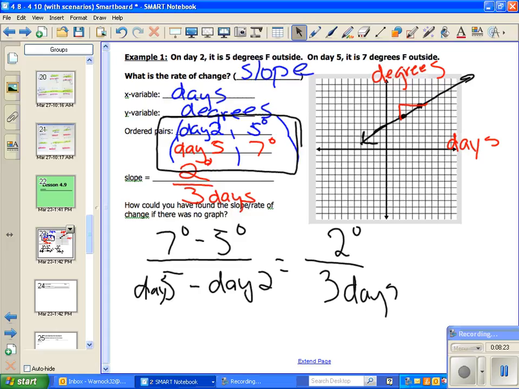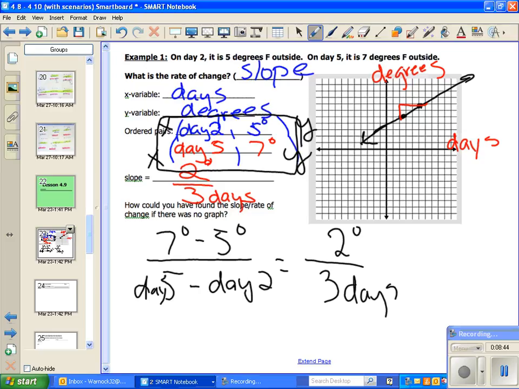What's this ordered pair here? What are the letters for those? What letters are 2 and 5? Zoe? Good, yeah, they are X and Y. Okay, so if this is X and this is Y, what's 5 and 7 in the other one? David? Okay, they are X and Y.